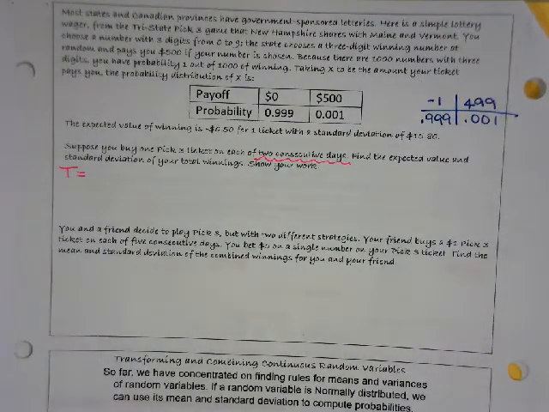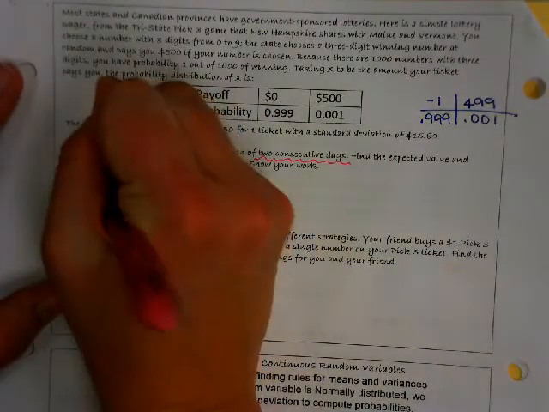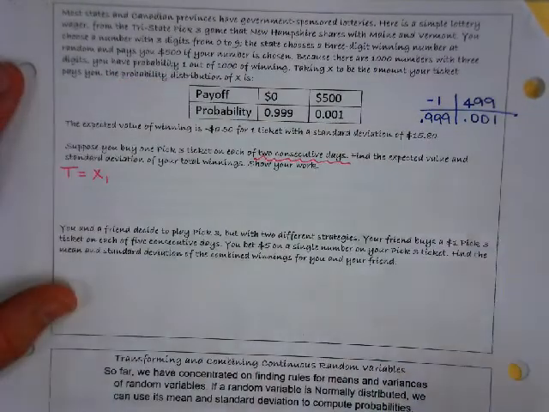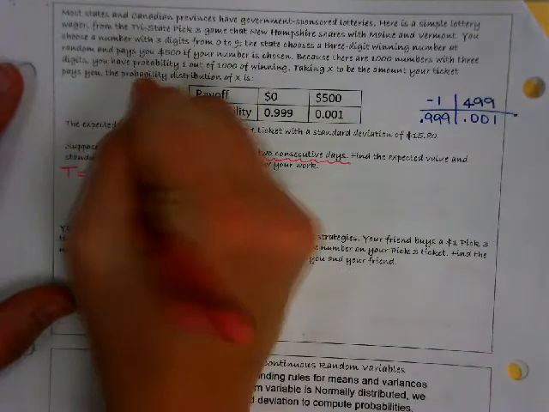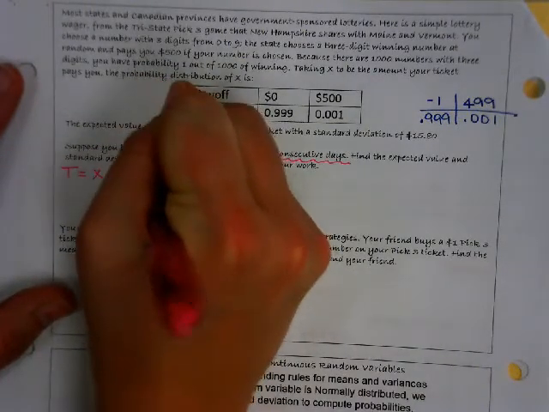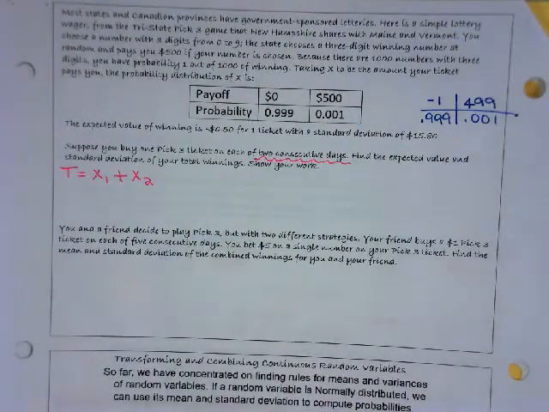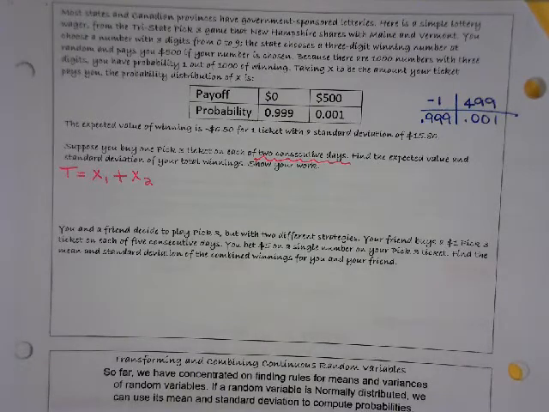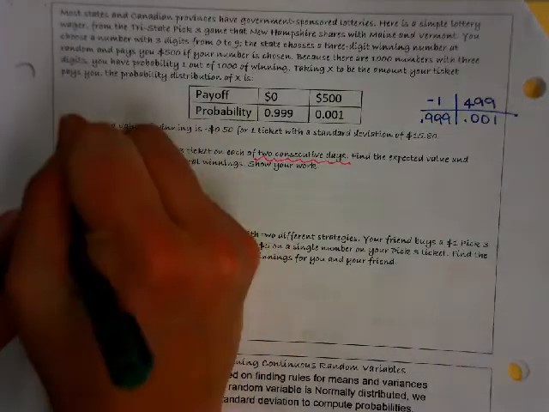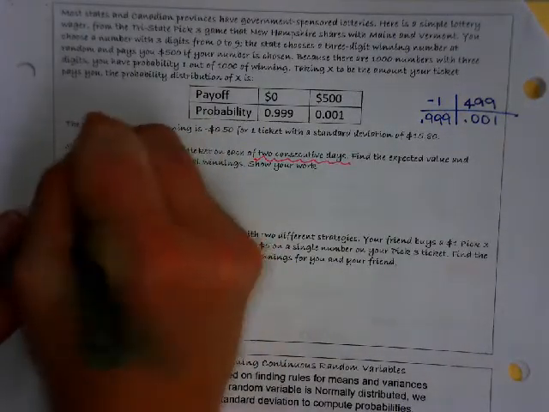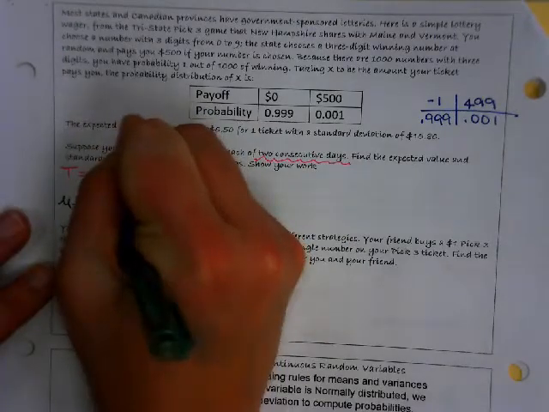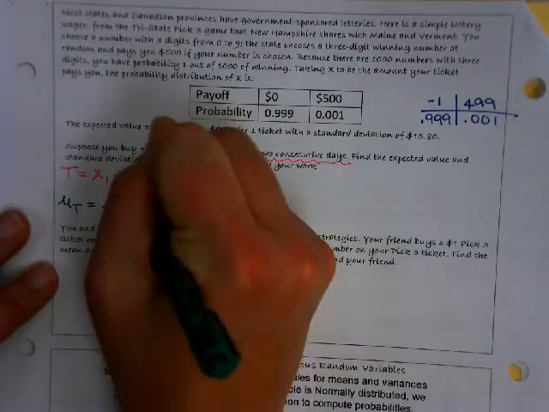So here's my ticket on day 1. And then I'm going to buy a ticket on the next day. So I use sub 1 for day 1, sub 2 for day 2. So to find the mean for the total, I'm going to take the mean of X1 plus the mean of X2.